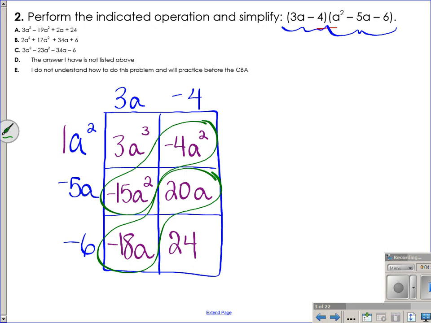So I have 3a cubed. Negative 4 plus negative 15 is negative 19a squared. 20a plus negative 18a is positive 2a. And then a positive 24. So that matches up with answer A. Okay, so number 2 is multiply. Go ahead and set up the box.